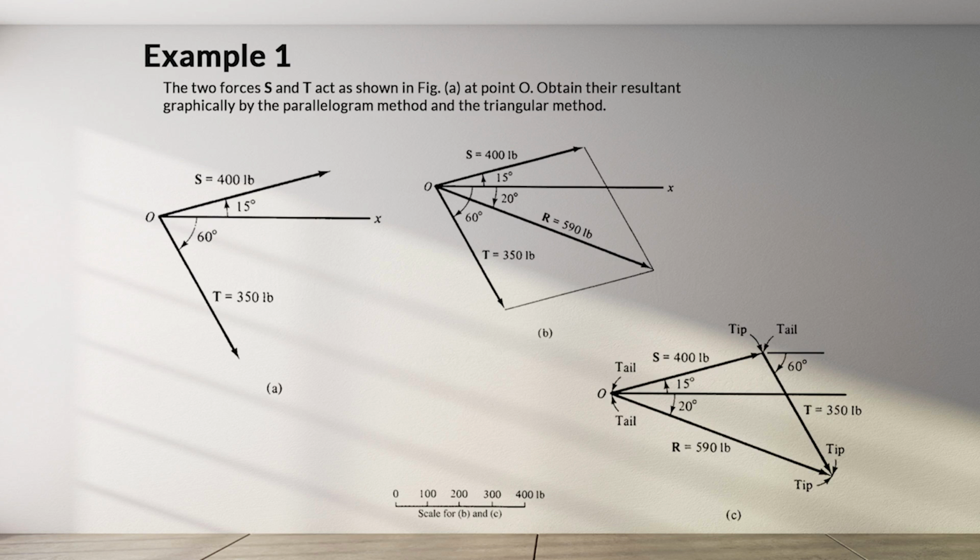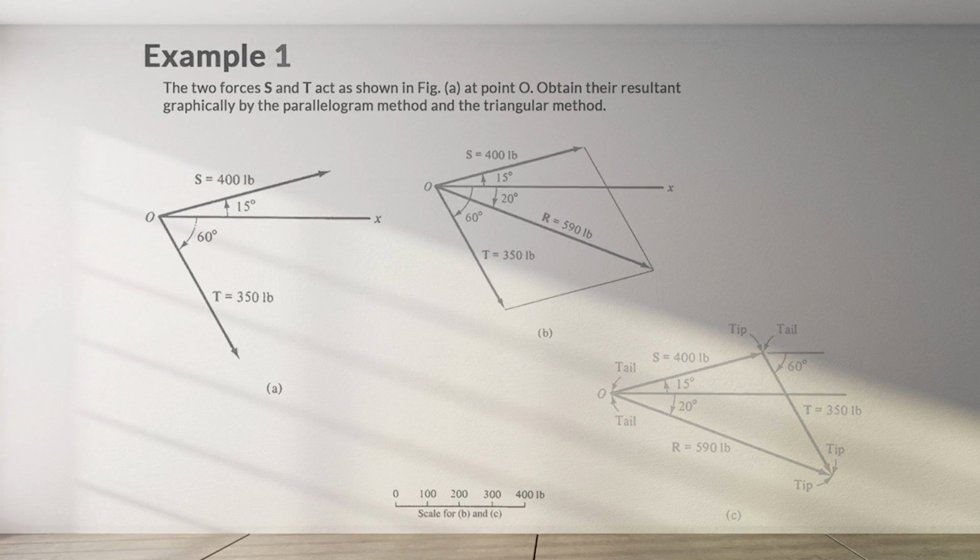Move force T parallel to itself until its tail coincides with the tip of force S. The resultant forms the closed side of the triangle. The tail of the resultant is at the tail of the fixed force, and the tip of the resultant is at the tip of the moved force. Measurement of the magnitude and direction of the resultant gives an R value, or resultant value, equal to 590 pounds with an angle of 20 degrees.